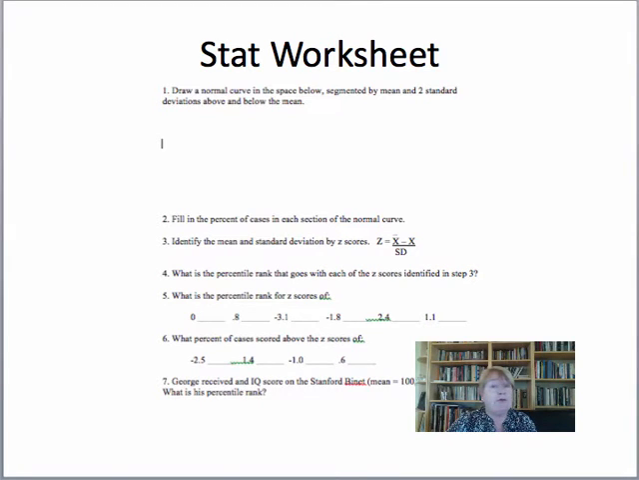76 minus 100 divided by 16. And you should get for your answer a z-score of negative 1.5. And now you can use Appendix 2, find negative 1.5, and you would get his percentile rank, which is 6.7. He's at the 6.7 percentile. Okay? Did you get that?